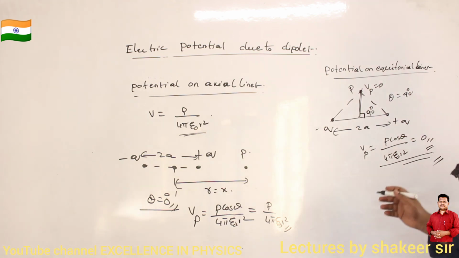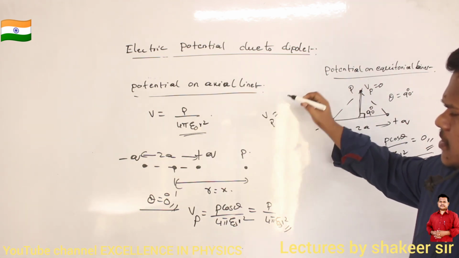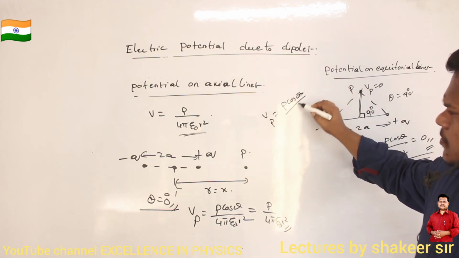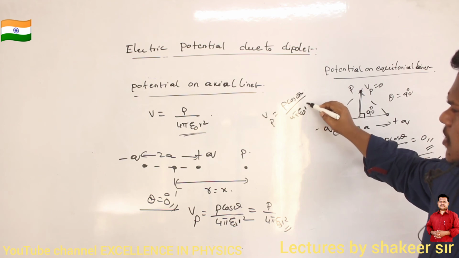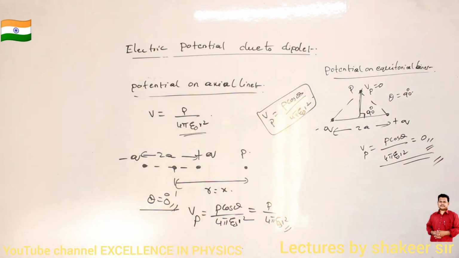So therefore, instead of remembering all the equations, if you remember just this equation, that is enough. Potential at any point Vp is equal to P cos theta divided by 4 pi epsilon naught into r square. If you remember this relation, that should be enough. Okay? Come on. Make a note of this point.